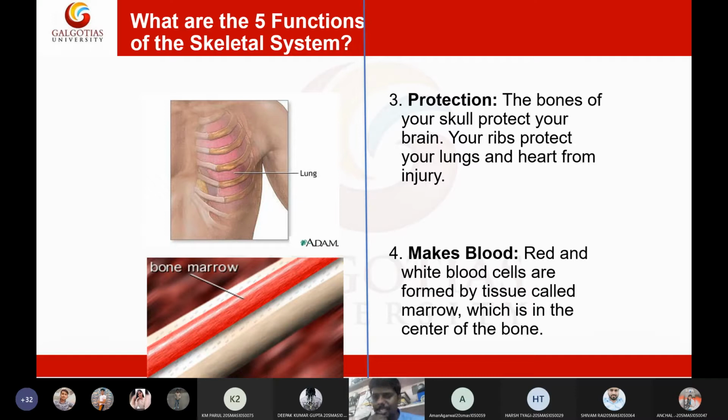Then the fourth one is, interestingly, the bone where the blood is synthesized. In the bone marrow we get the blood. So the skeletal system also plays an important role in production of blood. Blood is produced by the bone marrow.